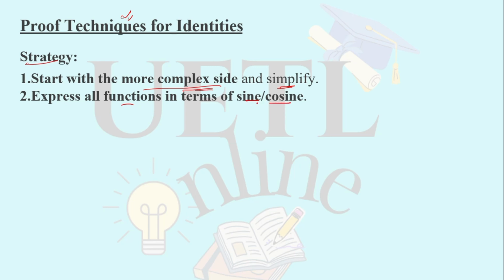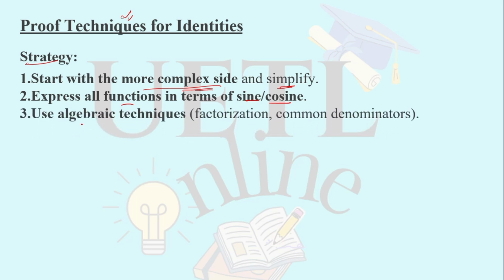Okay, so we're going to make sure that every term is a sine or a cos so that it is easy to simplify, either cos squared or sine squared, but make sure that every side is a sine or a cos. Then the other thing is you're going to use algebraic techniques. You're going to use factorization, common denominator, and every algebraic technique you know to simplify to make sure that it is going to be equal to our answer.